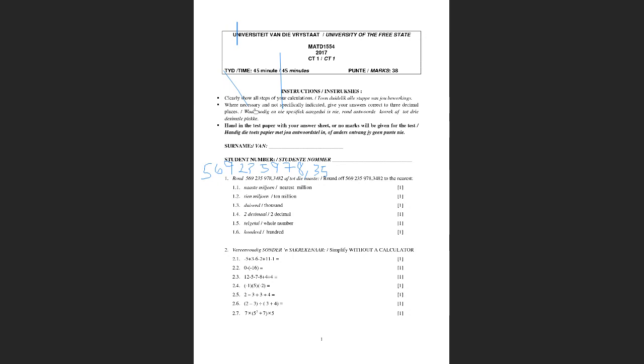Okay. Then let's go on to the next one. The next one says to the nearest whole number. A whole number is any number without a decimal. So it means we will end at 8, and the number after 8 is less than 5, so we don't add anything. So the nearest whole number is going to simply be 5, 6, 9.